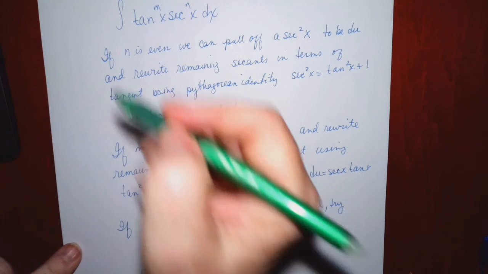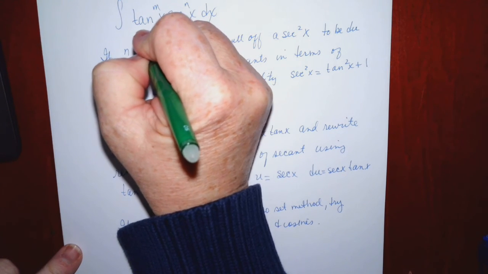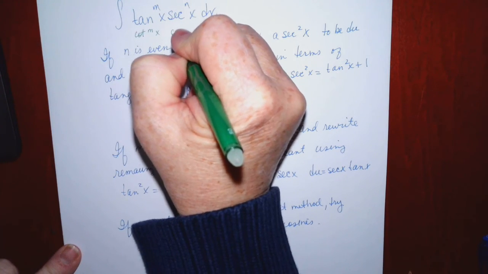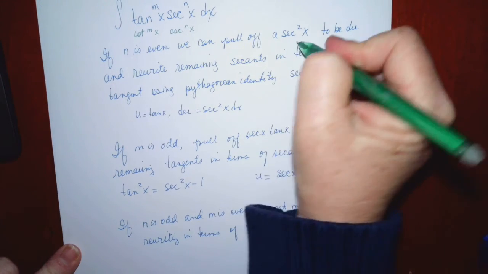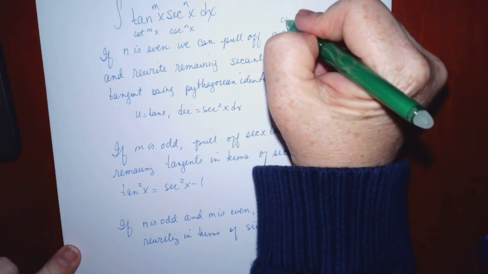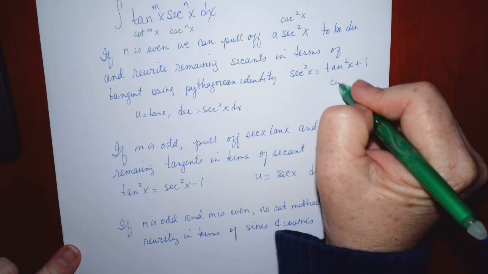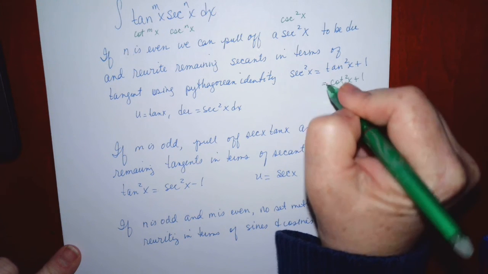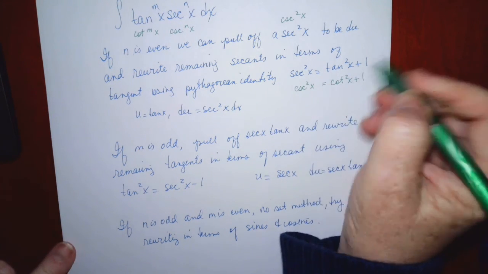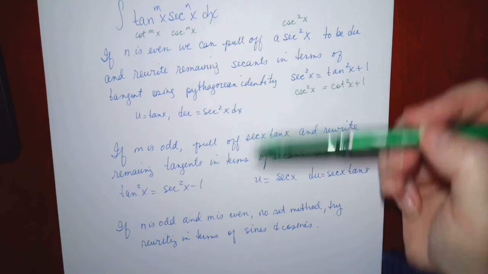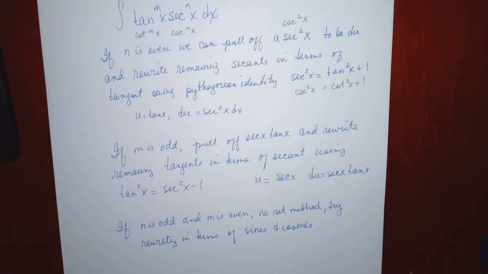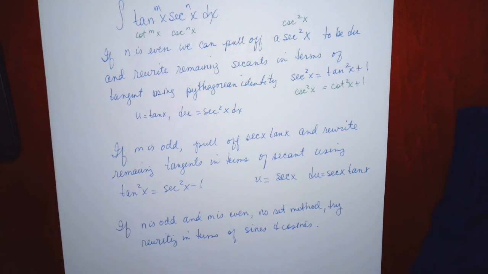And these guys, if this was replaced with cotangent to the m and cosecant to the n, we would do the same things, except we would use the identity cotangent squared x plus 1 equals cosecant squared x. So the guidelines here for secants and tangents have completely analogous statements for cosecants and cotangents. And that's because of the symmetry of their derivatives and the way they're related as well.